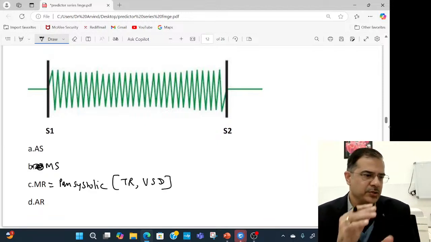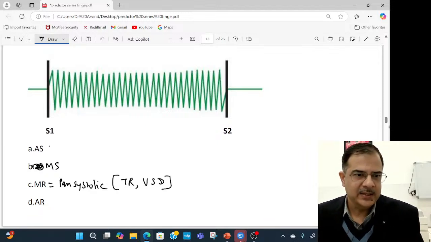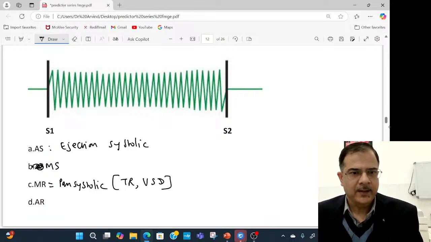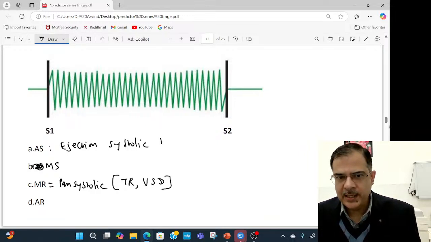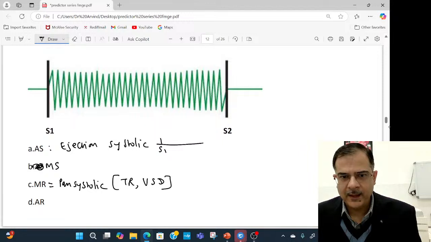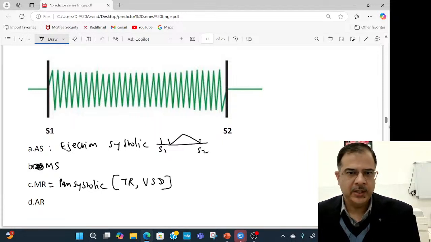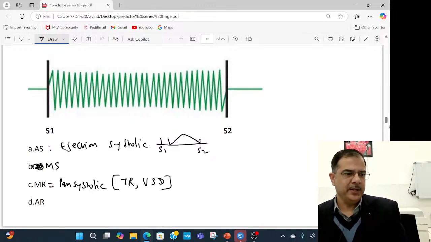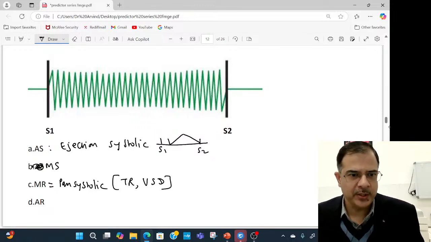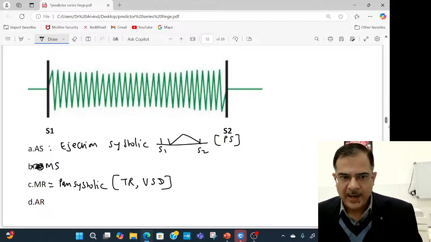Ventricular septal defect, this is not AS. In AS, it will be an ejection systolic murmur. Ejection systolic murmur is like this: S1, S2, showing an increasing and decreasing trend. That is ejection systolic. Other causes of ejection systolic murmur are pulmonary stenosis. While mitral stenosis is a mid-diastolic murmur.